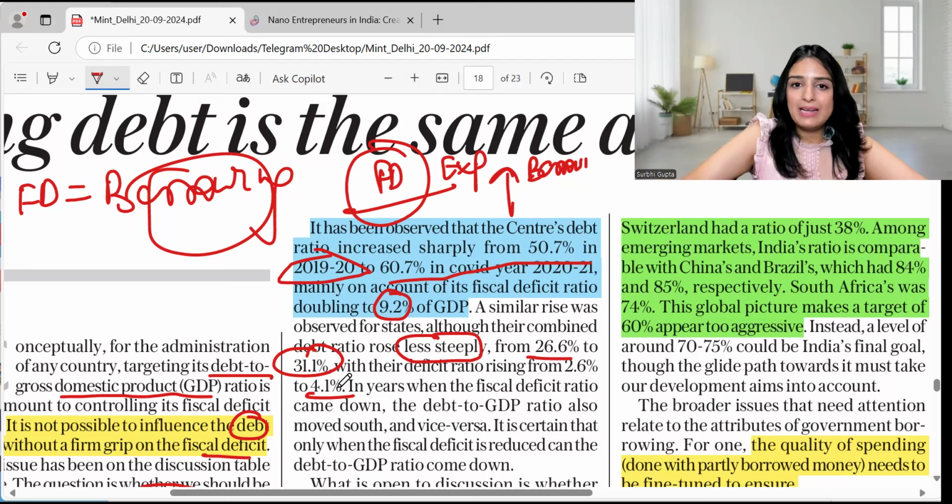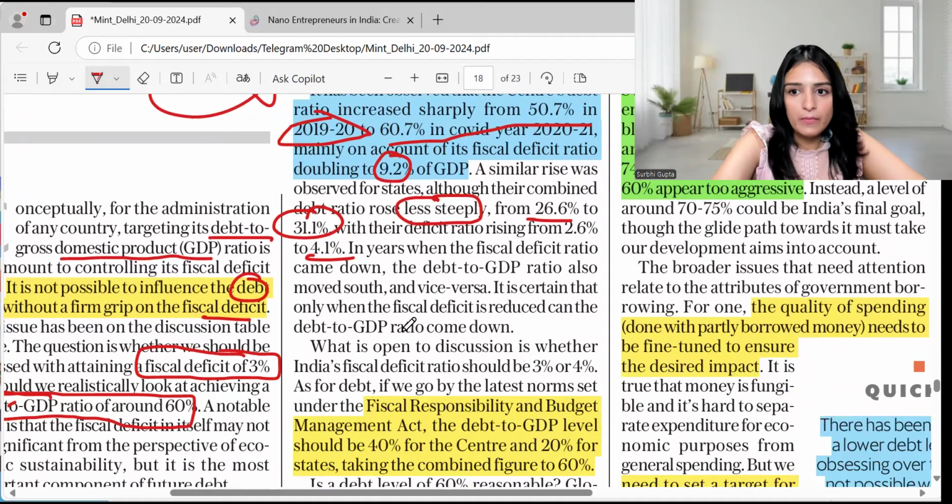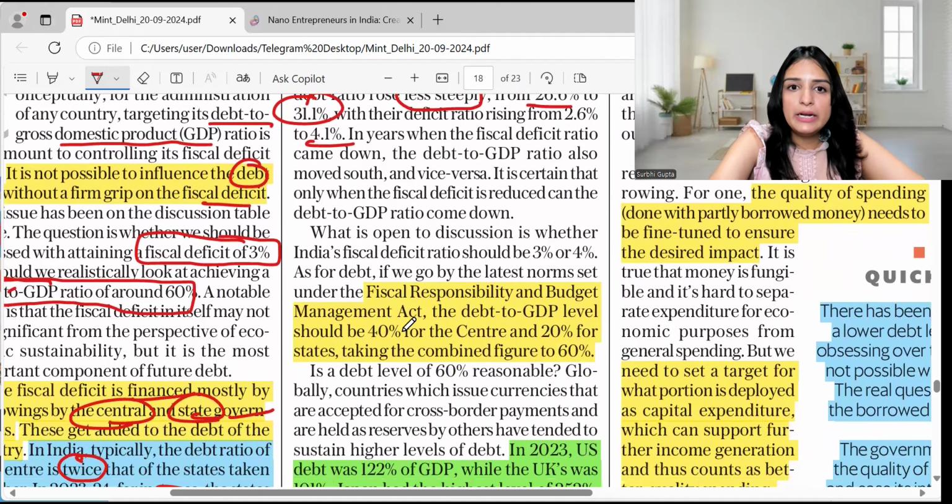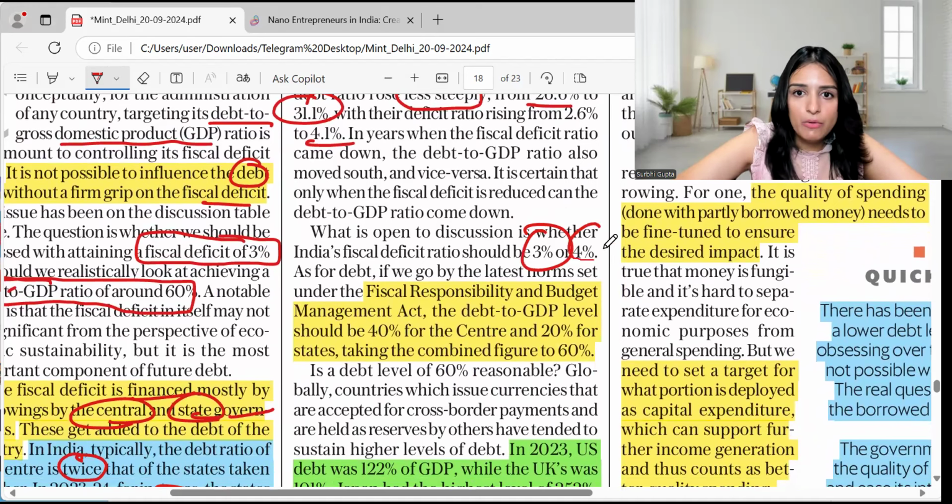Okay, so as fiscal deficit reduced, debt to GDP ratio also reduced. That is what they're trying to convey. It is certain that only when the fiscal deficit is reduced can debt to GDP ratio come down. What is open to discussion is whether India's fiscal deficit ratio should be 3% or 4%.